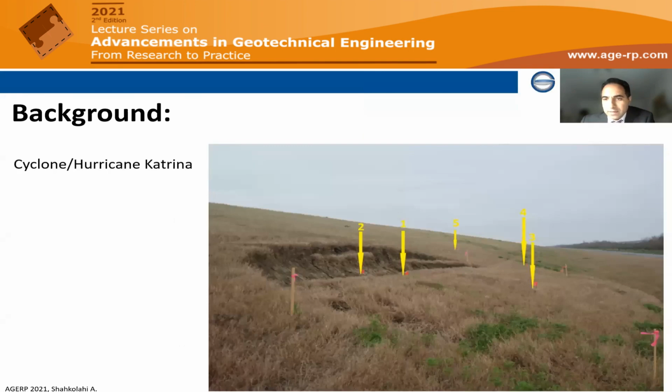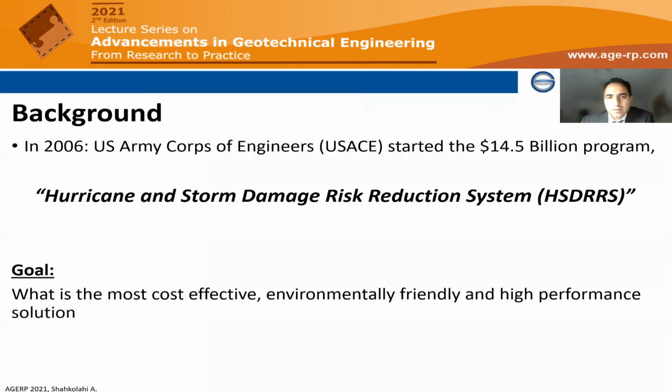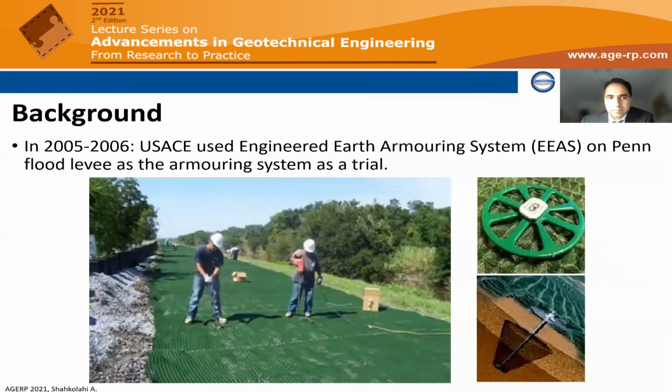Some of the issues that they faced were on the downstream of the levee and the erosion that happened because of these cyclones. So what happened in 2006, the U.S. Army Corps of Engineers started a $14.5 billion program called the Hurricane and Storm Damage Risk Reduction System. The goal was to see what is the most cost-effective, environmentally friendly, and high-performance solution to control erosion, or armoring the levees.